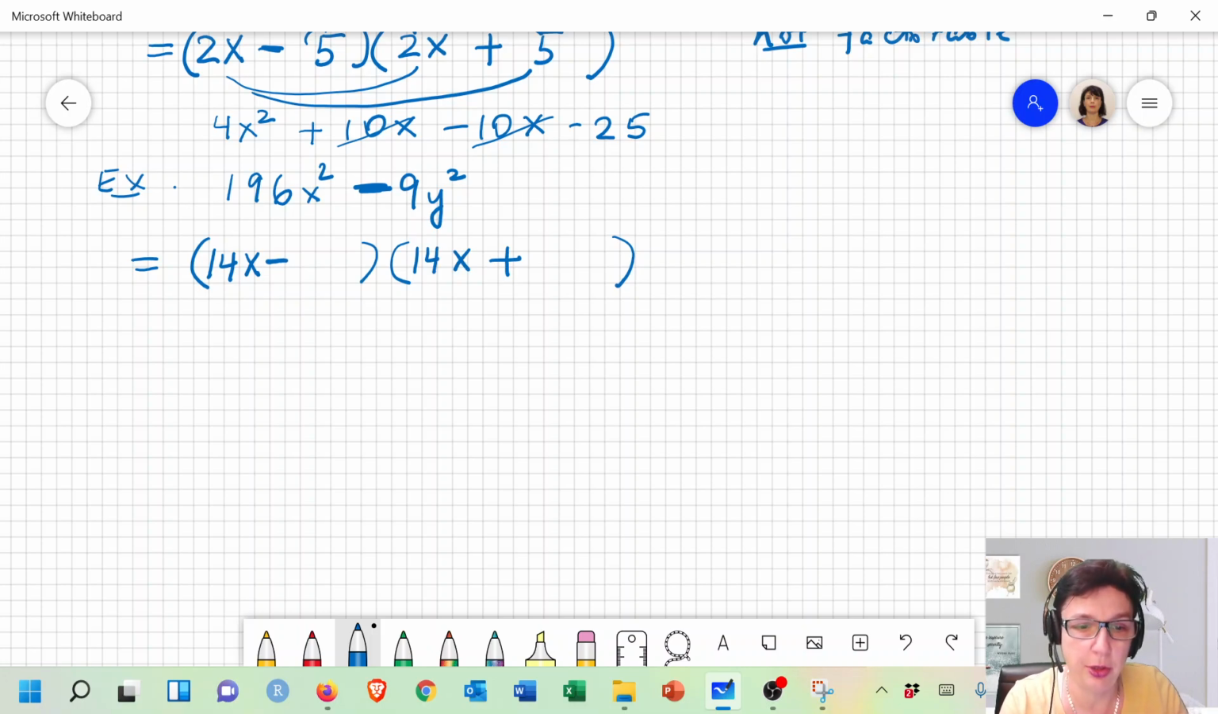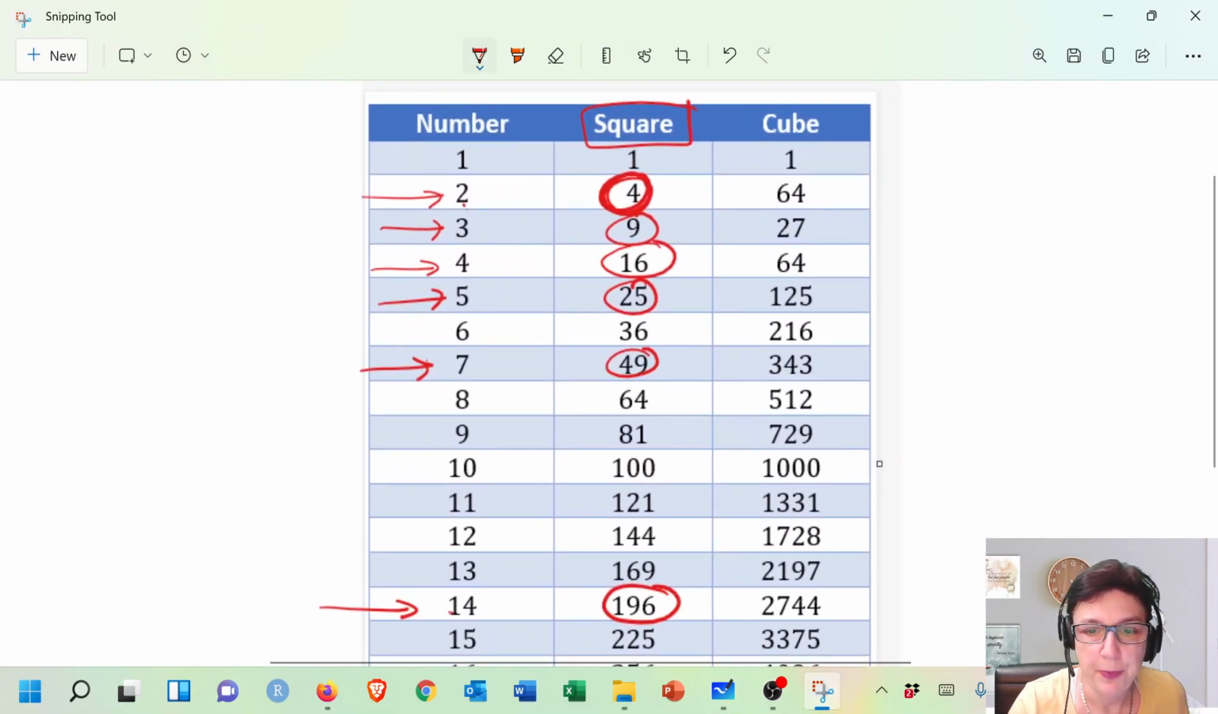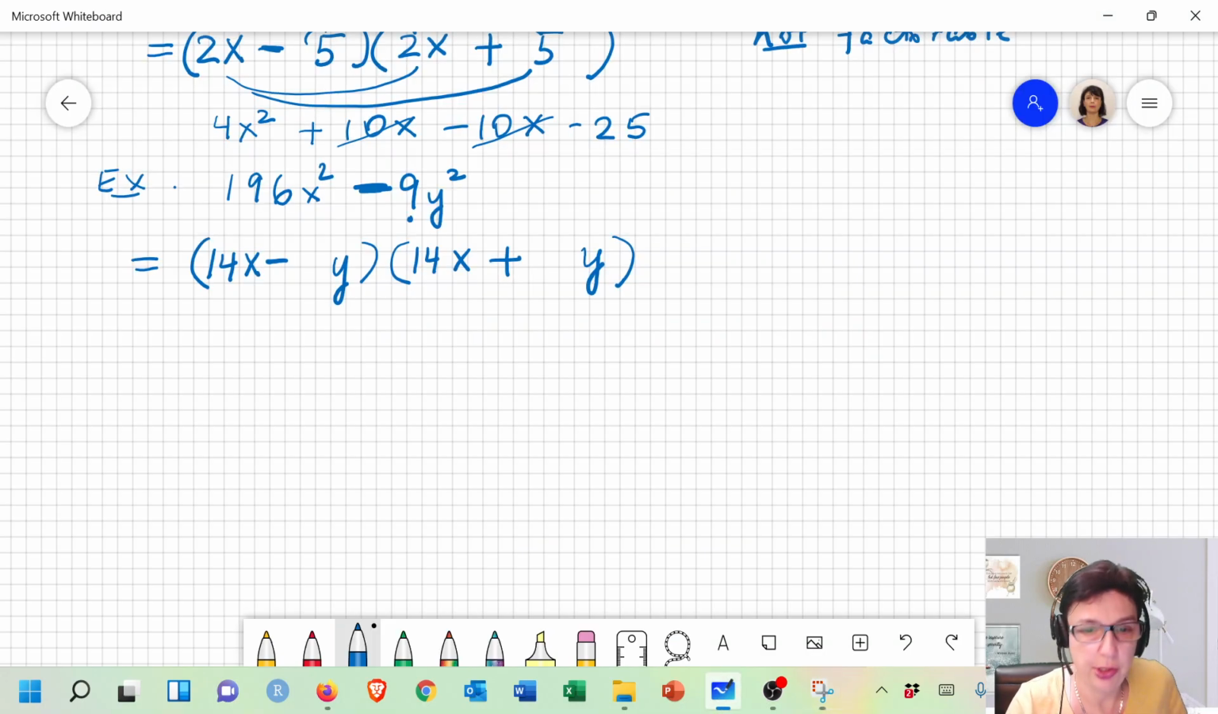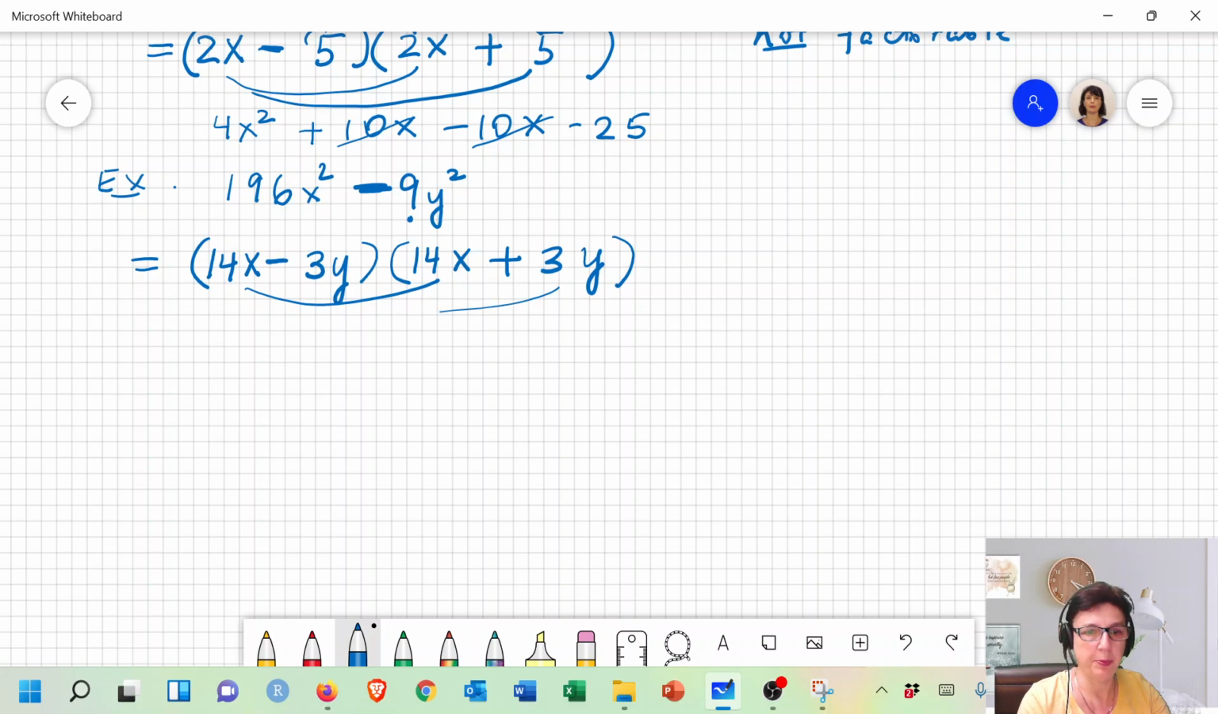Now let's look at the second term. A little bit of a difference, because the second term also has a variable, and y squared is the square of what? Well, of y. So this will be a y, this will be a y. And we still have to figure out 9. 9 is the square of what? Well, 9 is the square of 3. So this would be 3 and this would be 3. And I'm done. If I want to, I can check it using FOIL and I will get the correct answer. It'll be 196x squared, this will be plus something, this will be minus something, that something will cancel, and then you've got negative 9y squared.